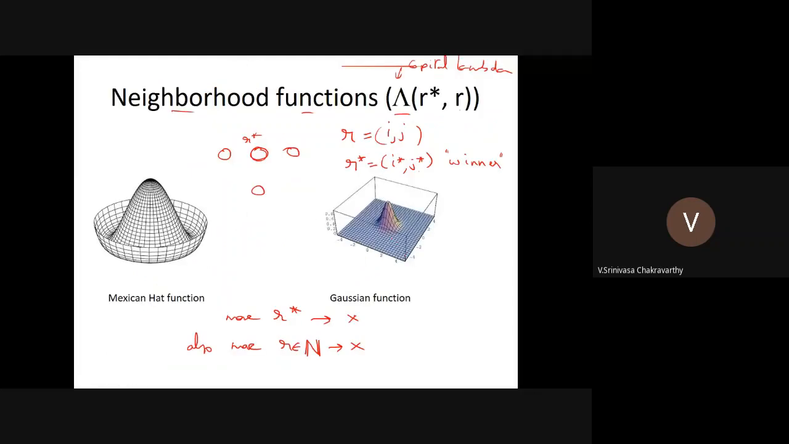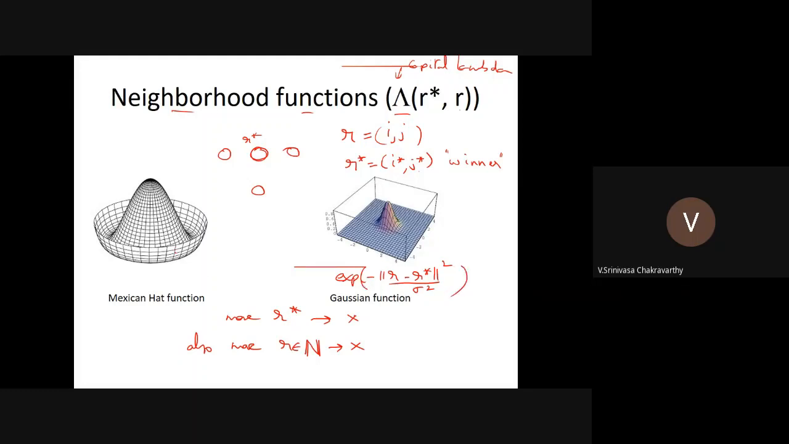One is just a Gaussian, that is, it looks something like exponential of minus norm R minus R star whole square by some sigma square. It's just a Gaussian.